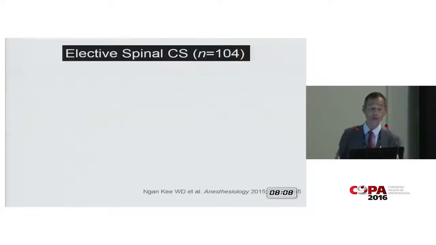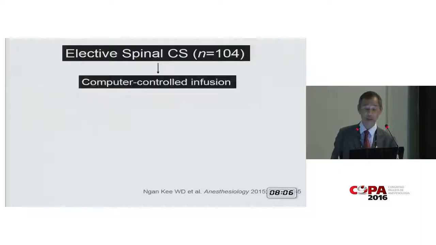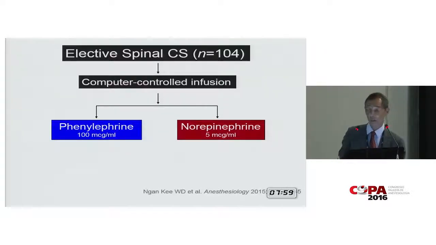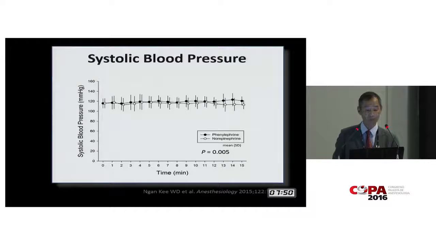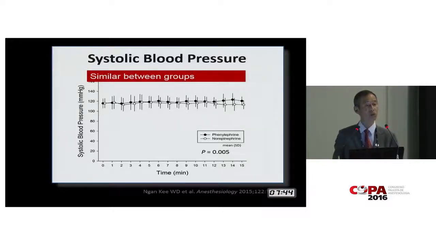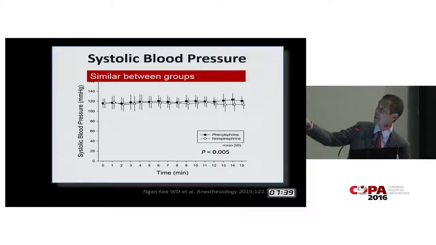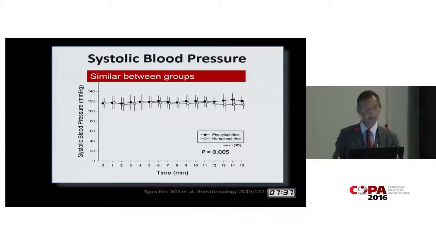So in our study, we looked at elective spinal caesarean section patients. We used our computer-controlled system to deliver either, as you see on the left in blue, phenylephrine 100 micrograms per mil, or on the right, norepinephrine 5 micrograms per mil. And here are some of the results. The systolic blood pressure, as you can see for the two groups, was similar between the drugs. They're both alpha agonists, both very good at keeping the blood pressure very stable.